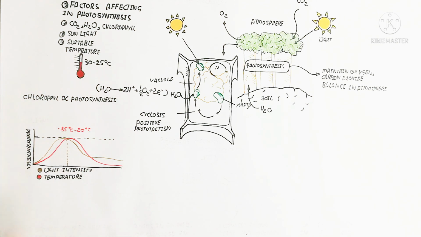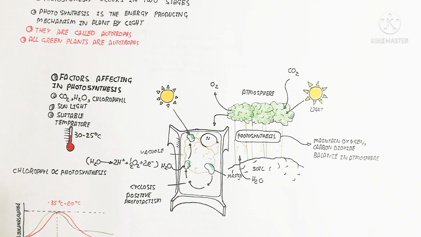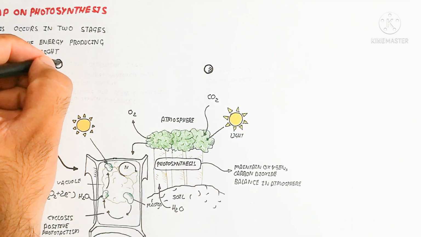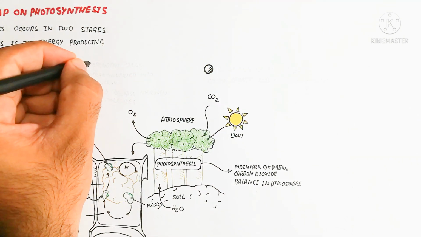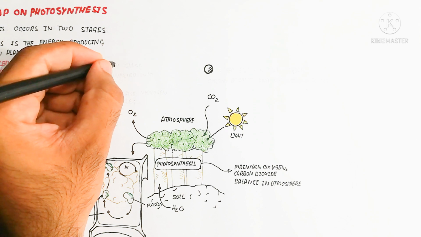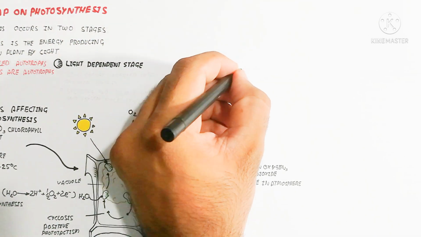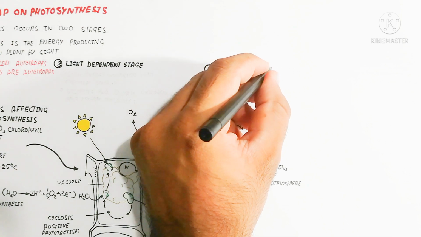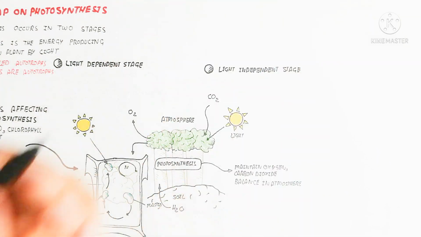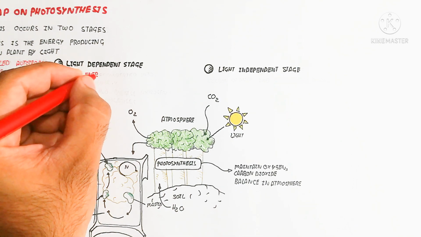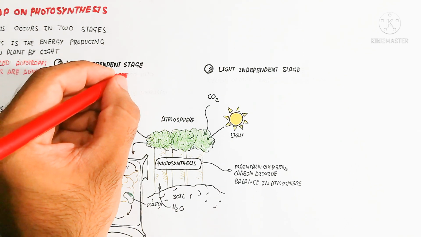Why? Because the stomata will be closed. Normal temperature increases photosynthesis, while too high a temperature decreases photosynthesis. Why? Because stomata will be closed to prevent the evaporation of water. Yes. So let's begin to understand the two types, the light dependent stage and the light independent stage.